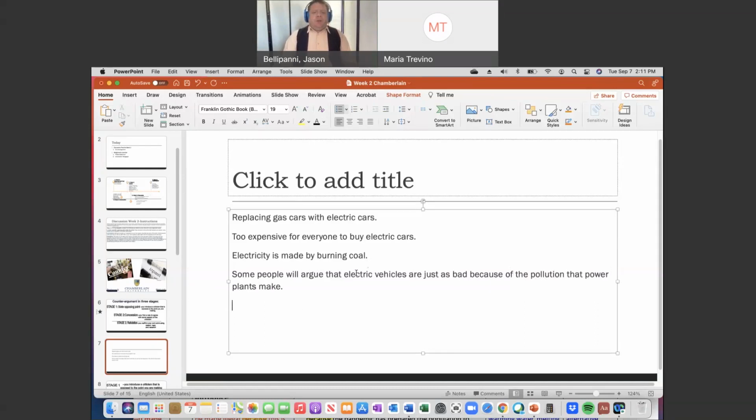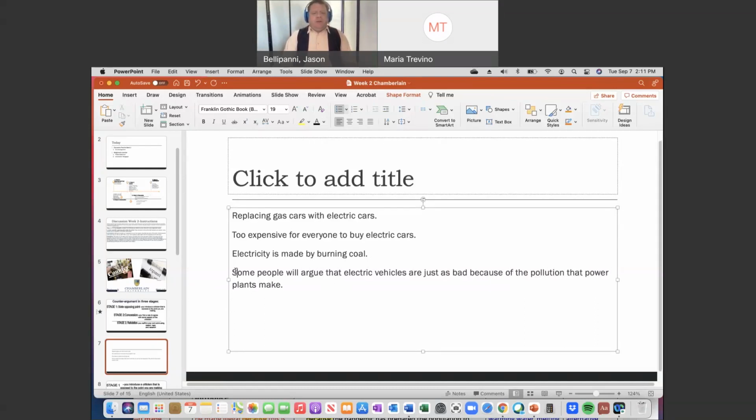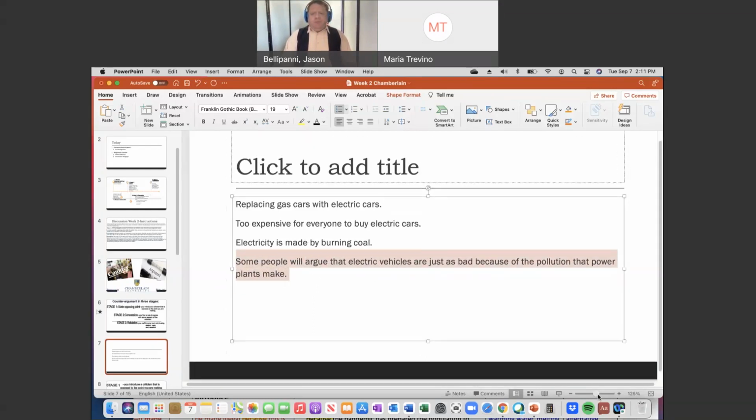Okay. So this is me identifying the other side. And this is how I would probably phrase it in my essay too. Like, some people think this.